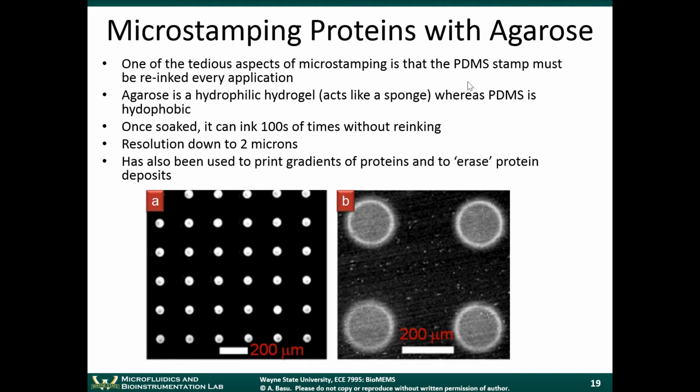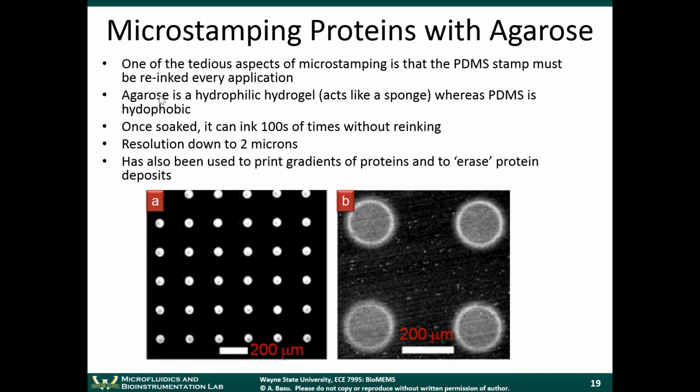So agarose is a hydrophilic hydrogel. It acts like a sponge. Once it's soaked, it can ink hundreds of times without re-inking, and you can get about 2 micron resolution. Agarose is a material that's derived from seaweed, and it's a very, very inexpensive material to get.